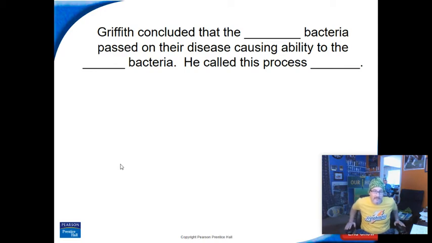Okay, Griffith concluded that blank bacteria passed on their disease-causing ability to the blank bacteria. And what did he call that process? Take a look at number 4 and 5 to answer that question. Yeah, so he concluded that the heat-killed disease-causing bacteria passed on their disease-causing ability to the harmless bacteria. And of course, that is called transformation.